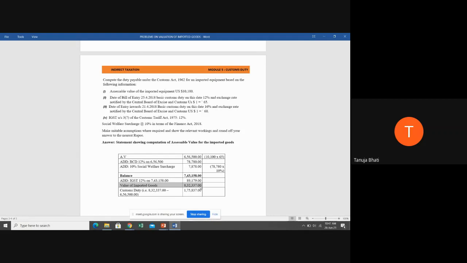Now, can anyone tell me what is the total customs duty that is payable by the importer? What is the total custom charges payable by the importer? Only duty, taxes I'm talking about, not the cost of the goods and all that. So how will I calculate the total customs duty payable by the importer?